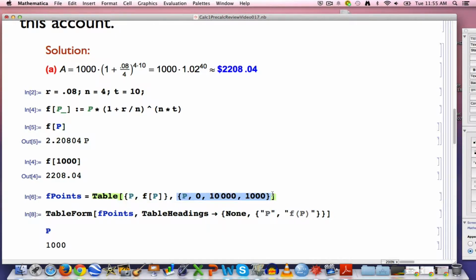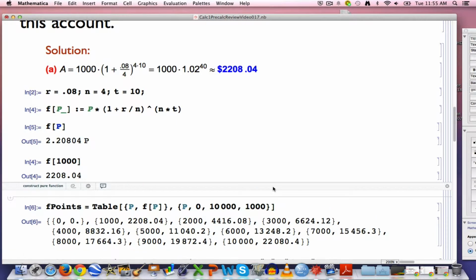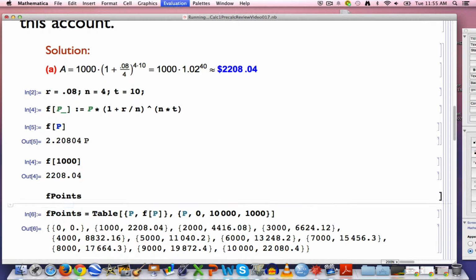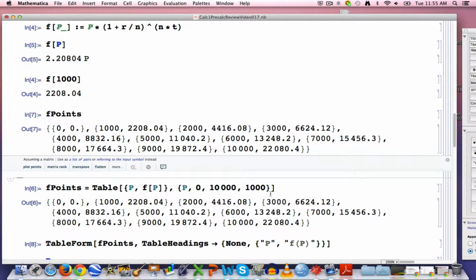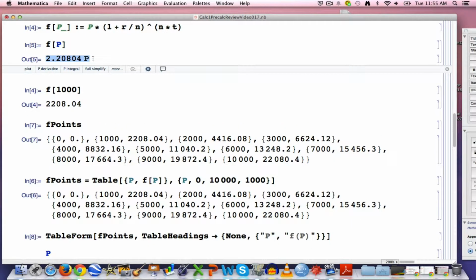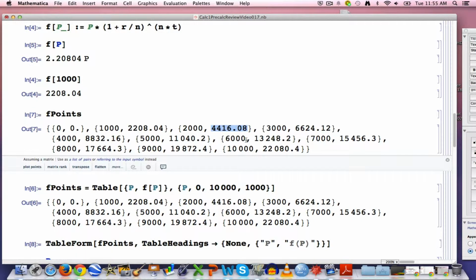This syntax specifies that p starts at 0 and goes up to 10,000 in increments of 1,000, so it's 0, then 1,000, then 2,000, etc. I'm going to store this list in a variable I'm calling fpoints. Notice fpoints is blue here initially, but now when I enter it, it turns black, and I can confirm by typing fpoints and entering it that I get the exact same list. And you can test, for example, that when p is 2,000, what is f of p? It should be 4,016.08, and you can check on your own. If you multiply 2.20804 times 2,000, you will get that. So these are points that are on the graph of f.